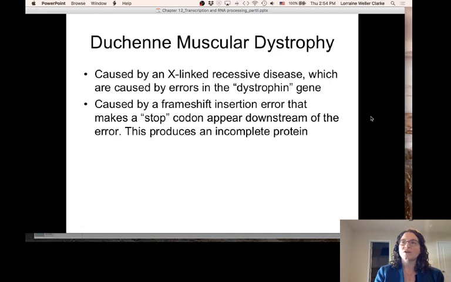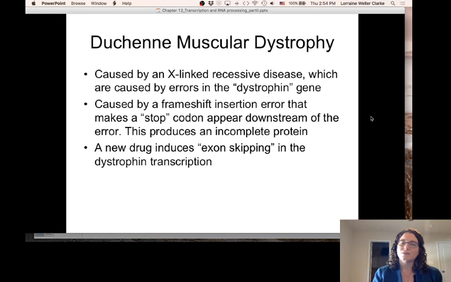Remember, though, that mRNA isn't read until it's full mRNA and not the pre-mRNA. Until introns and exons are cut out, this error doesn't do anything because the protein hasn't been made yet. So a new drug induces exon skipping and dystrophin transcription. So if the frame shift error occurs in one of the exons and shifts the reading frame, how would cutting it out fix it? How could skipping that exon help the protein?